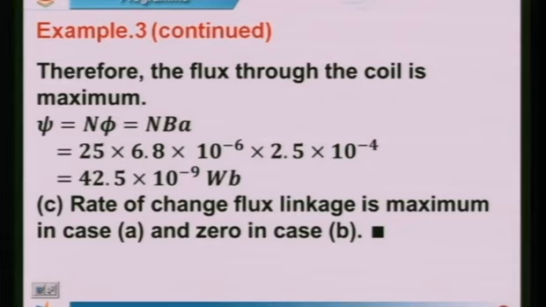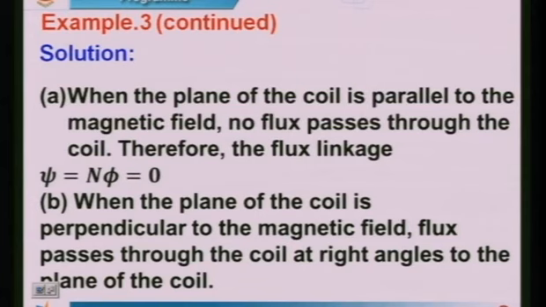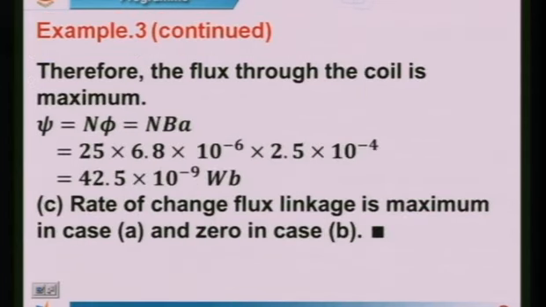Phi is nothing but B into A. So when you substitute, you will get 42.5 into 10 to the power of minus 9. Rate of change of flux linkage is maximum in case A, because the EMF induced is maximum, while in the other case it is 0.